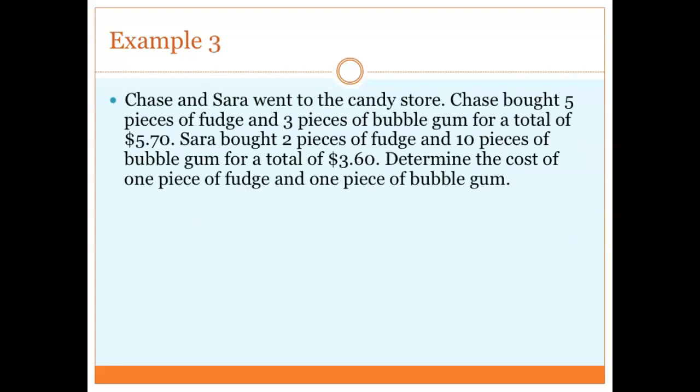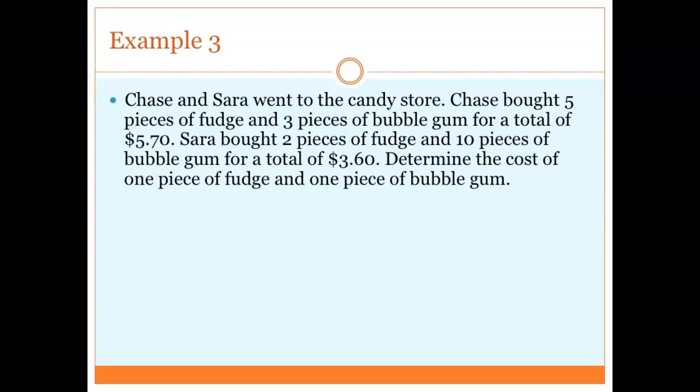Chase and Sarah went to the candy store. Chase bought 5 pieces of fudge and 3 pieces of bubblegum for a total of $5.70. Sarah bought 2 pieces of fudge and 10 pieces of bubblegum for a total of $3.60. Determine the cost of one piece of fudge and one piece of bubblegum.